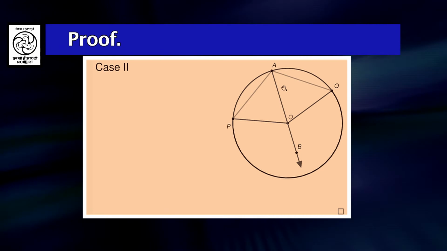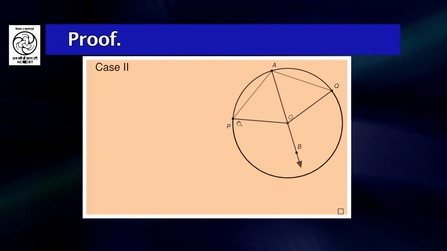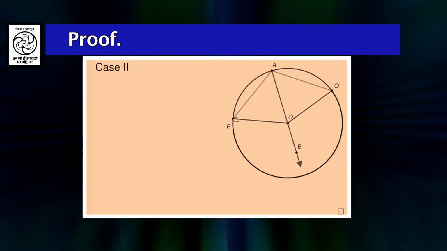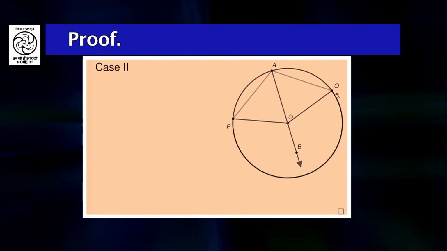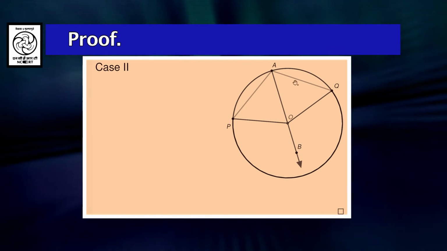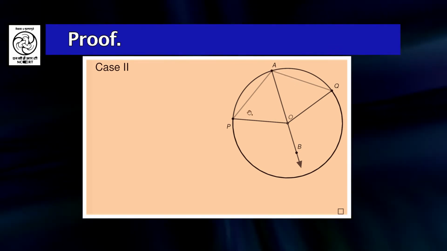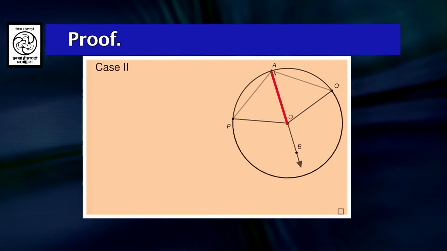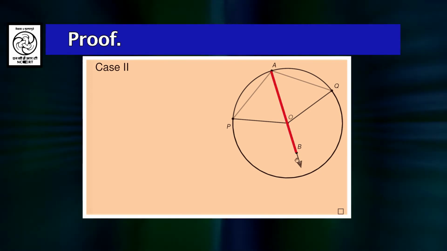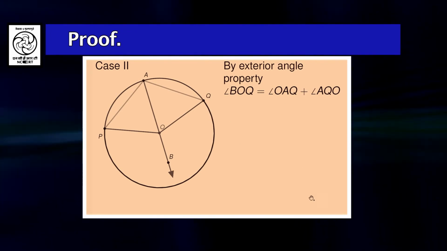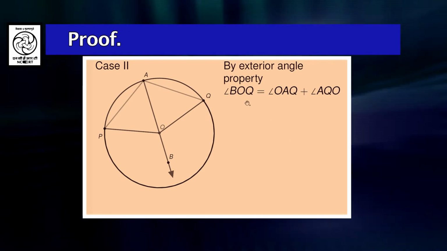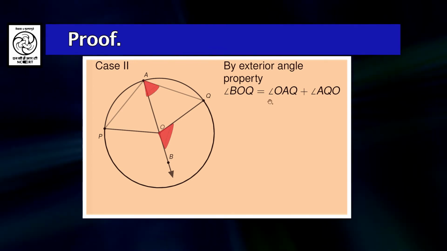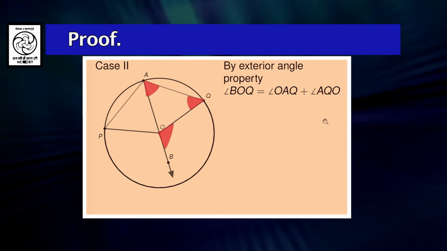Case 2. In this case, the angle POQ is greater than 180 degree, that means arc PQ is a major arc this time, and A is a point on the minor arc PQ. So, same as before, we will join AO and extend it toward B. So, by exterior angle property, angle BOQ is equal to angle OAQ plus angle AQO.